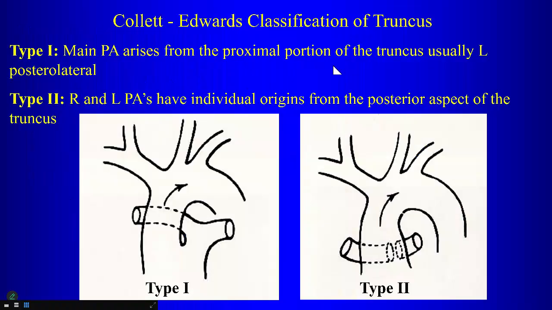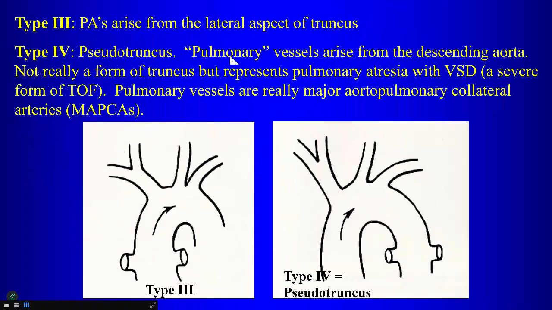There's an older classification of the types of truncus, they call it Edwards classification. Type 1, main pulmonary artery comes off here, so there's a main pulmonary artery. Type 2, right and left pulmonary arteries come off from the posterior truncus. Type 3, they come off from the lateral part. Type 4, where the pulmonary arteries come off the descending thoracic aorta.